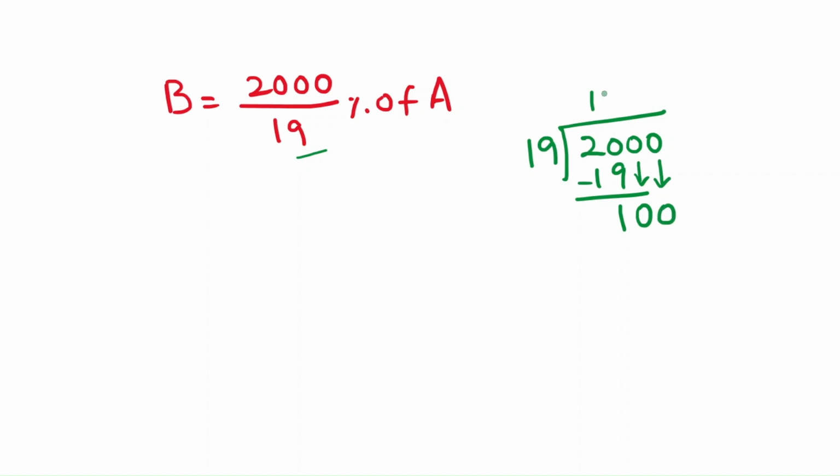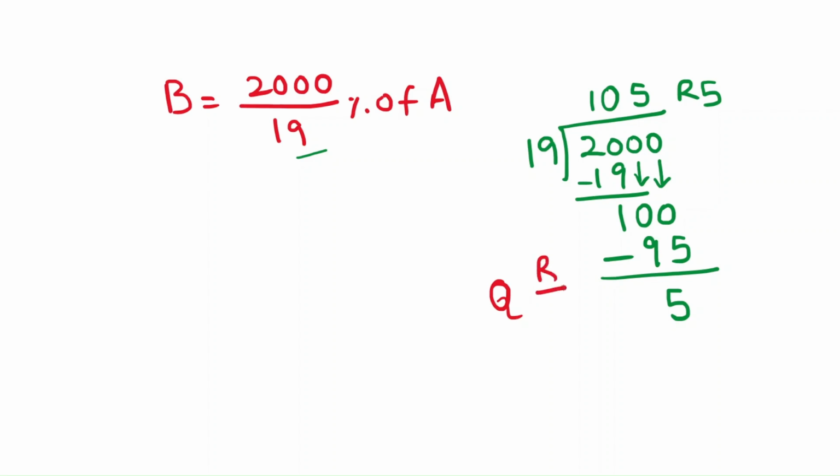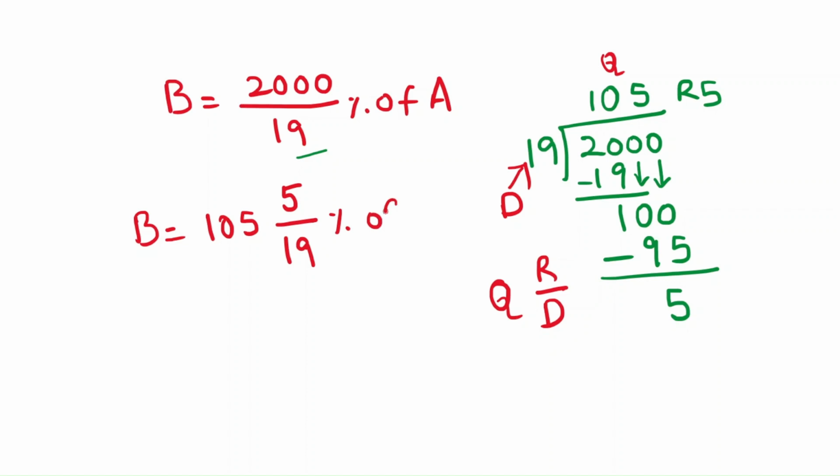For that you have to keep 0 in the quotient. Now 19 times 5 is 95. So 5. Here the remainder is 5. How we can write the mixed number: quotient and remainder by divisor. 19 is the divisor, 105 is the quotient. Then that will be B equals 105 and 5 by 19 percentage of A.